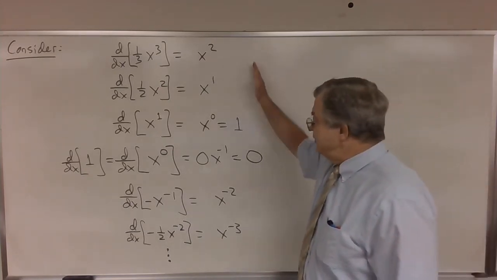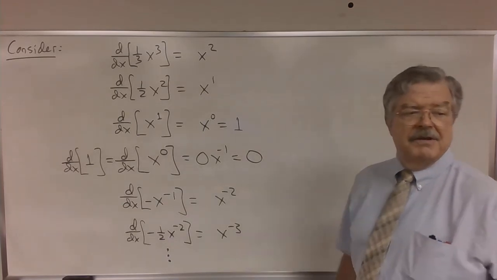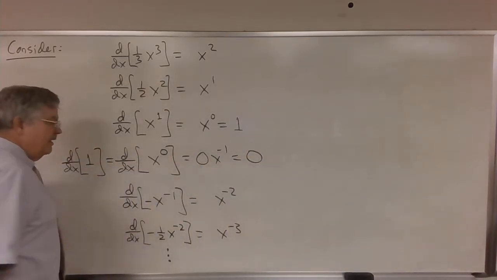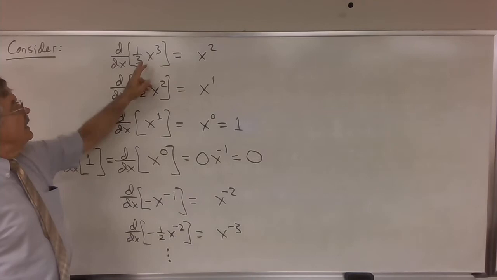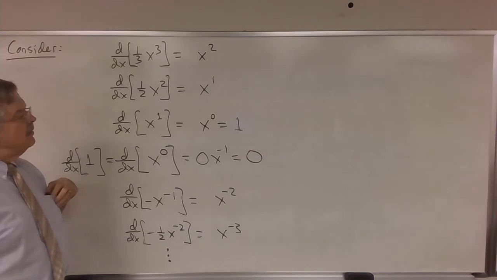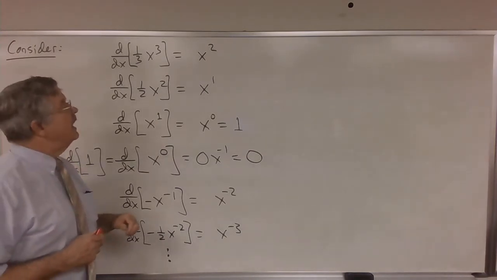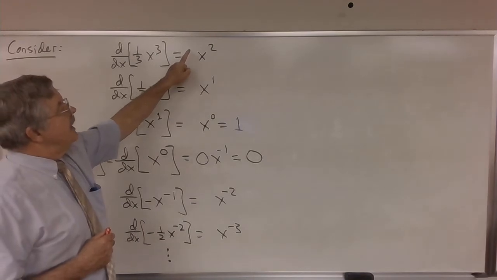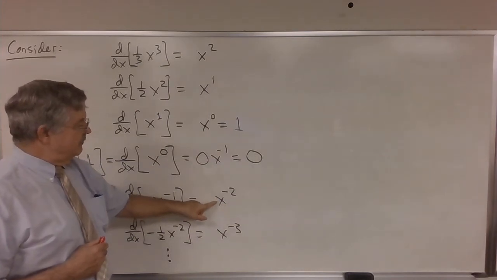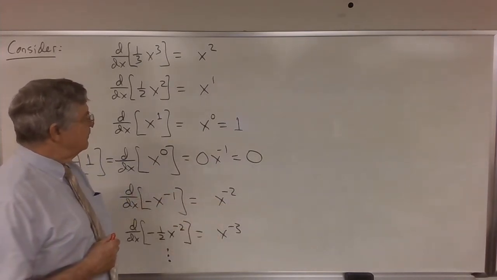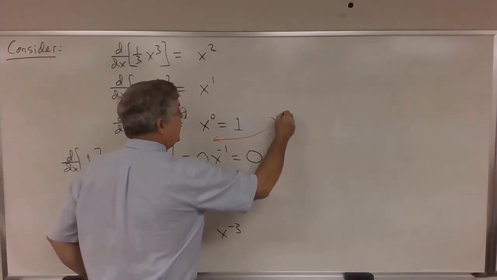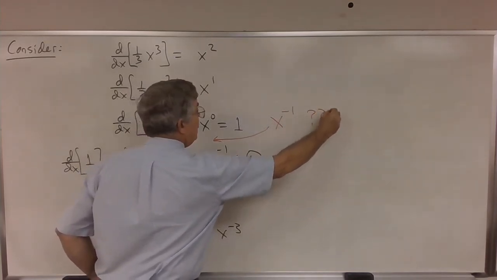So on the right side of the equal sign, we have derivatives of functions. On the left side of the equal sign, we have the functions that we're computing the derivative of. And notice that nowhere on the right-hand side, let's see, x squared, x to the first, x to the 0, 0, x to the -2, x to the -3. See, nowhere over here do we have x to the -1.